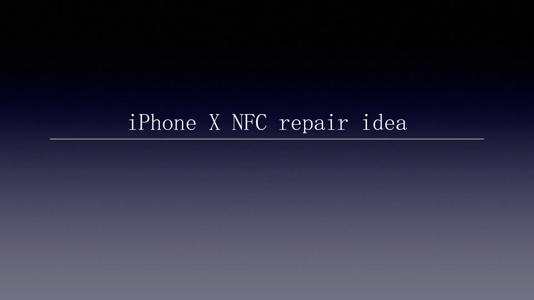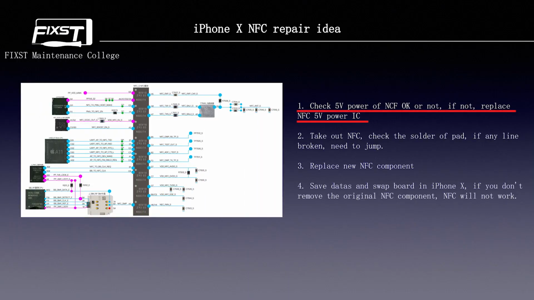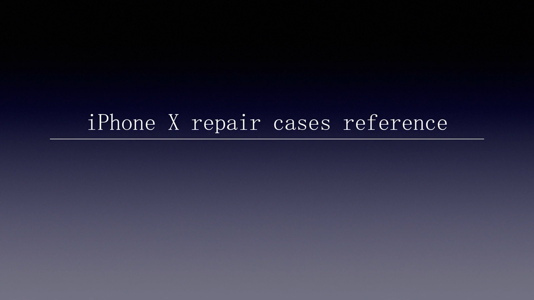iPhone X NFC repair idea. 1. Check 5 voltage power of NFC OK or not. If not, replace NFC 5 voltage power IC. 2. Take out NFC, check the shoulder of pad. If any lines are broken, need to jump. 3. Replace new NFC component. 4. Save data and swap board in iPhone X. If you don't remove the original NFC component, NFC will not work. Now, let's check iPhone X repair cases for reference.